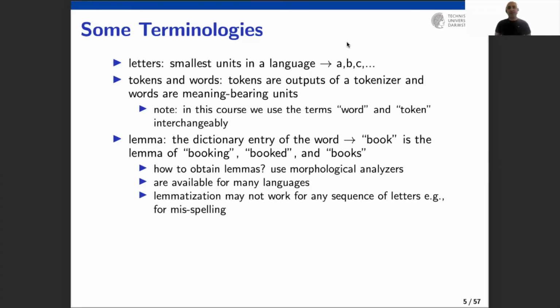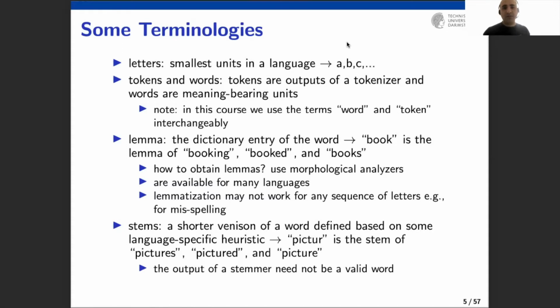Okay, how do we obtain lemmas? Use morphological analyzers. They are available for many languages, and they work pretty well. But the point is that they work pretty well only if there is no misspelling in the word, if your word is correct. If you have a small dictation mistake in the word, then your morphological analyzer fails. That's why we usually don't use lemmas, and we usually use stems.